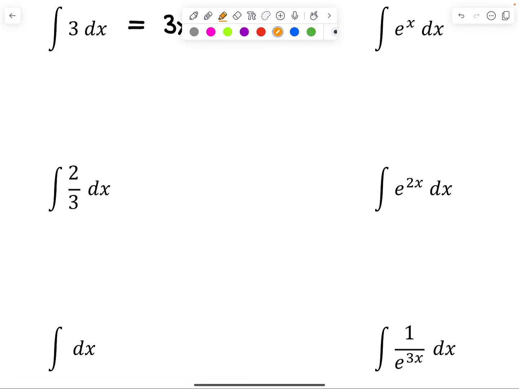In this next case, 2/3 is just a constant still, so the antiderivative with respect to x is 2/3 times x, and then plus c.